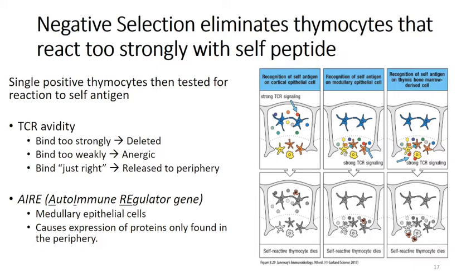The ones that bind too weakly become paralyzed. They're kind of a sweet spot. Just about right, and that allows that cell to go through and become mature. Single positive thymocytes are tested for reaction to self again.